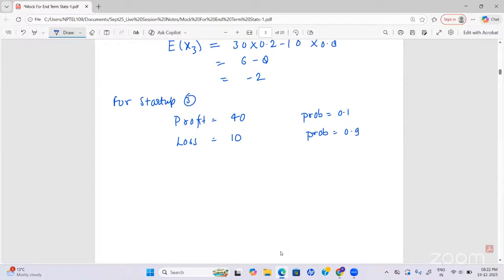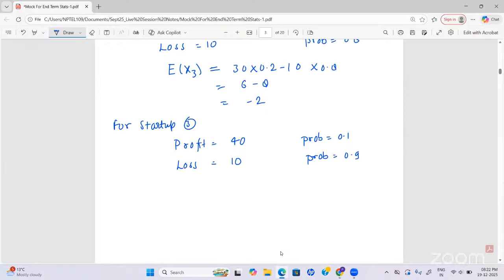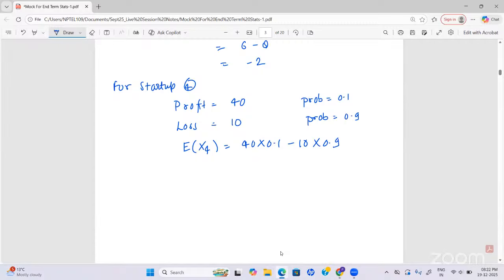Okay. So this is startup 4. So this will be 40 into 0.1 minus 10 into 0.9. Okay. So this will be 4 minus 9, which is minus 5.